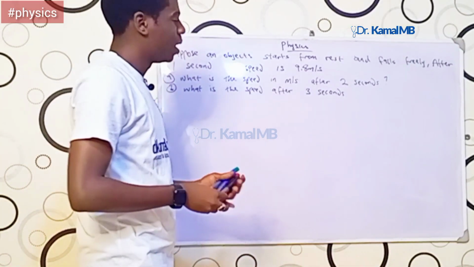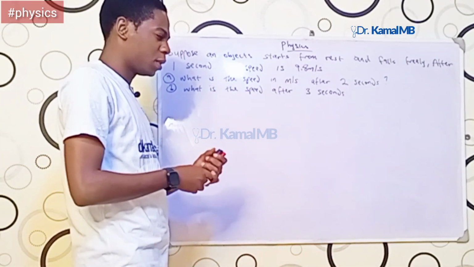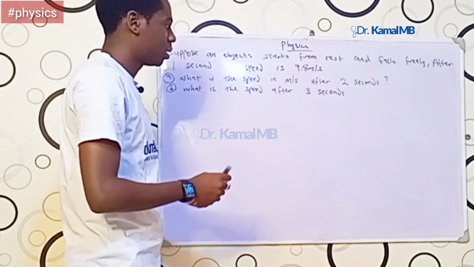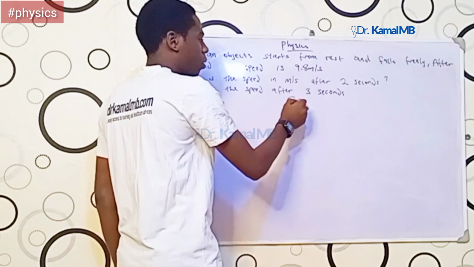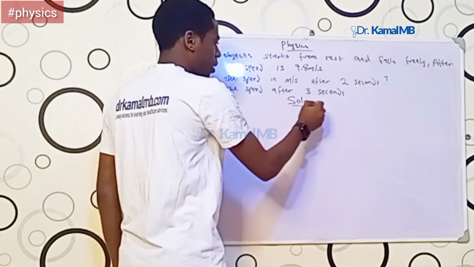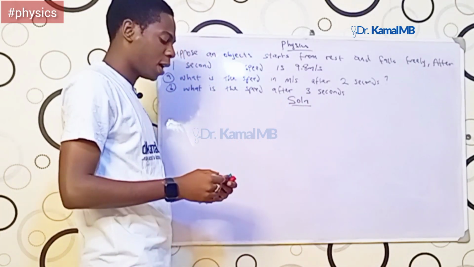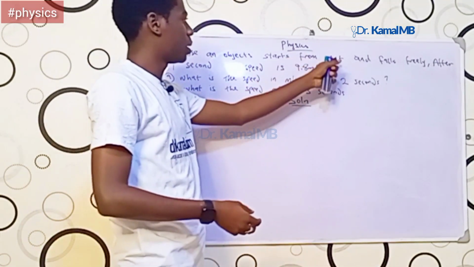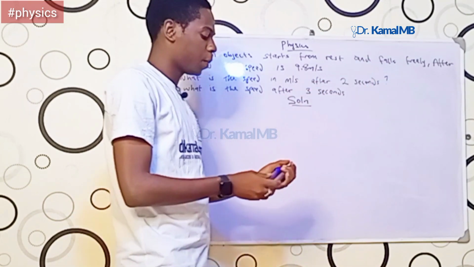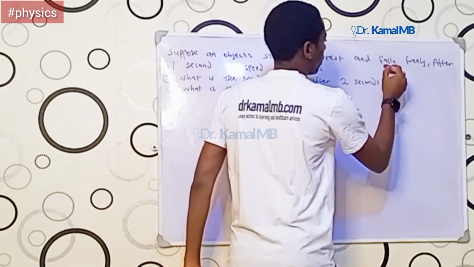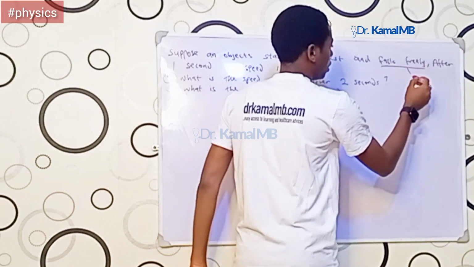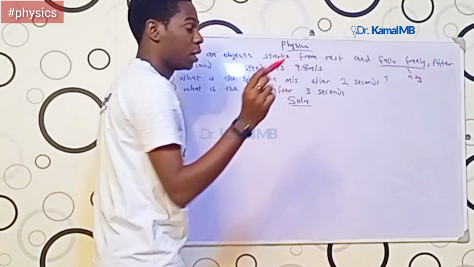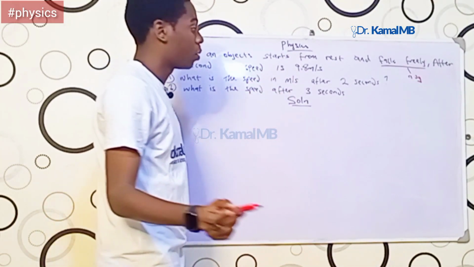Like I told you, whenever you are given a physics or any physics related question, don't start to solve directly because you can make mistakes. Convert it, think of what's happening in reality. Now from the question, an object starts from rest and falls freely. Falls freely means it is related to acceleration due to gravity. So we already know our acceleration due to gravity is a constant.